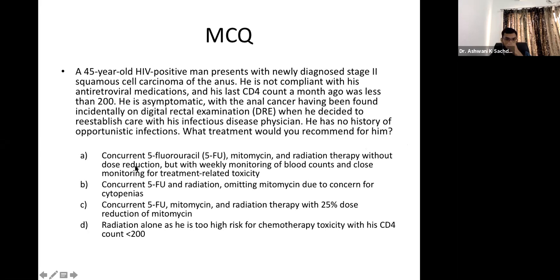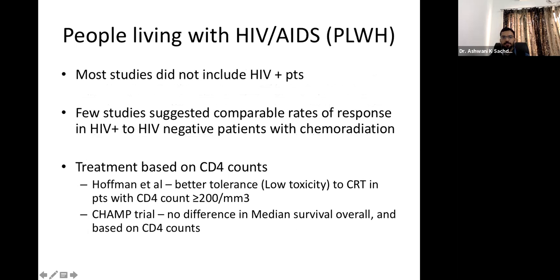So the answer is A. In this patient, the usual recommendation, which we'll see in a later slide, is that if the patient is fit, they should be given complete chemoradiation, with monitoring of blood counts and close monitoring of treatment-related toxicity, and the CD4 count is not a factor in the treatment decision. The answer is A. So we'll discuss something about patients living with HIV.